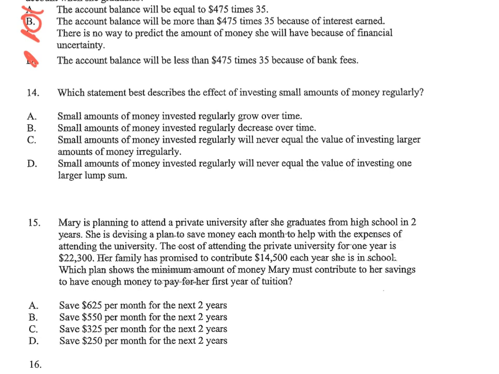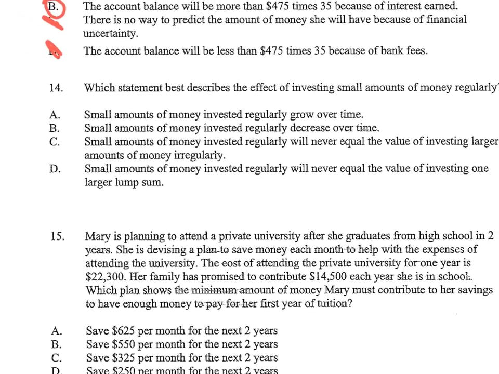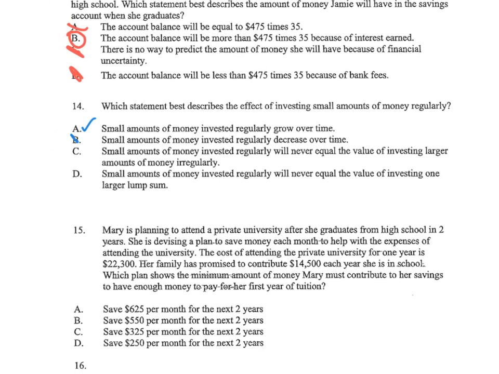Number 14. Which statement best describes the effect of investing small amounts of money regularly? A, small amounts of money invested regularly grow over time. Well, duh, so that sounds pretty good. B, small amounts of money invested regularly decrease over time. That's stupid. I hope you don't pick that one.